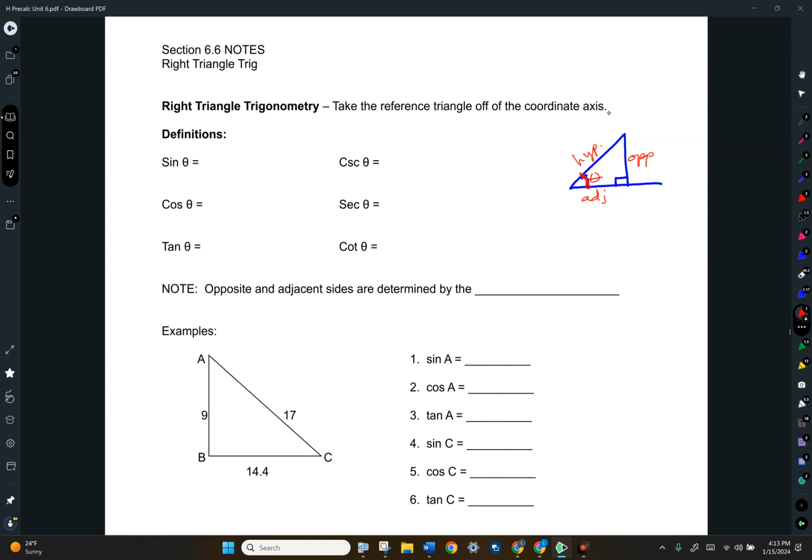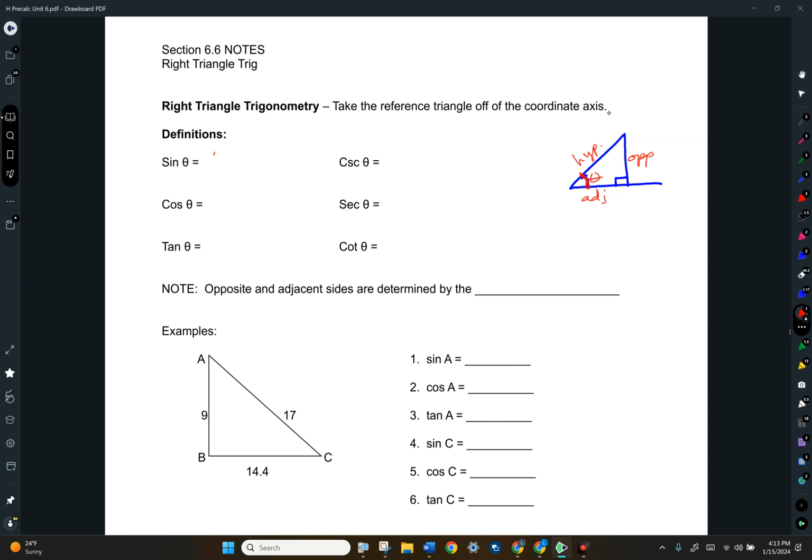Okay, and so notice when you say adjacent, that means touching. There's actually two sides touching angle theta, but one of them is the hypotenuse. And since we already are calling that hypotenuse, that means it's one of the legs of the triangle that we're calling the adjacent. So with that in mind, instead of defining the trig functions in terms of X, Y, and R, we now define them in terms of opposite, adjacent, and hypotenuse. Again, this is how you would have learned it back in geometry.